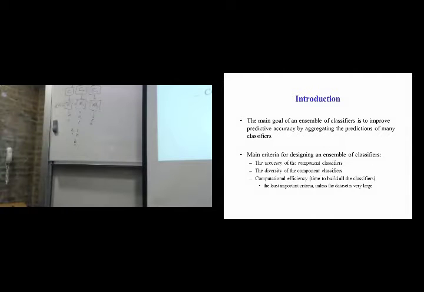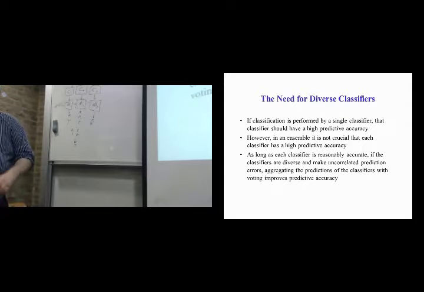And of course there are computational cost implications here. If we're running a classifier 20, 200, 2,000 times rather than once, then obviously the time it takes to build that composite classifier, that ensemble classifier, is going to be a lot larger. So that's the introduction, and this is basically what I said. If classification is performed by a single classifier, it has to have a high accuracy, but it's not crucial that each classifier has a high predictive accuracy if we're voting between lots of them.